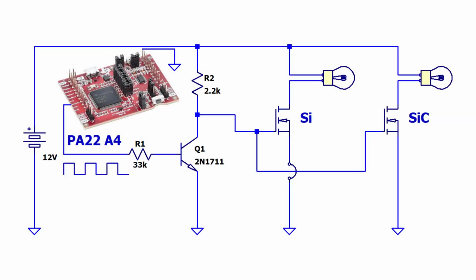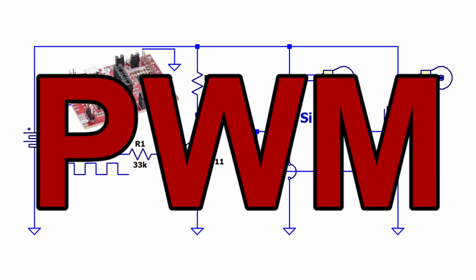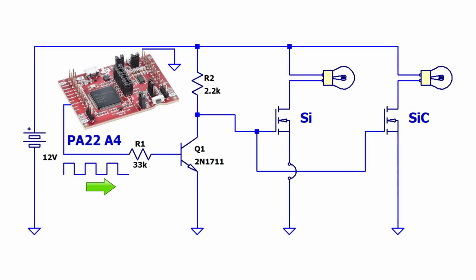The next example involves controlling the brightness of two high-power lamps, drawing at least 8 amps, using PWM. The microcontroller sends a variable pulse train to the MOSFET gates, adjusting the lamp's brightness.